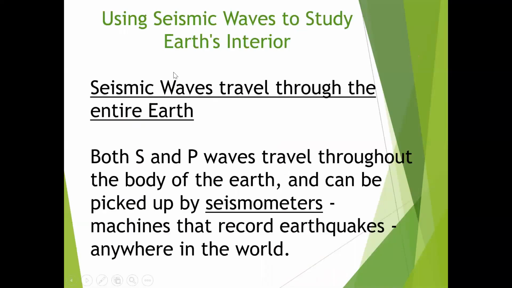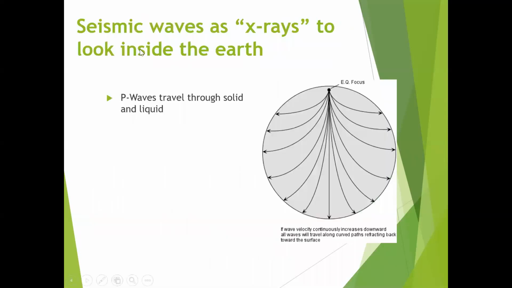We've already covered this a little bit, but scientists have used seismic waves to study the Earth's interior, and because of these waves, they have determined the different states in which the Earth's layers are. Both the S waves and the P waves travel throughout the body of the Earth, and they're going to be picked up by seismometers, and you guys are going to learn how to read seismographs later on in the unit. So remember, we've used these seismic waves as ways to determine the inside of the Earth.